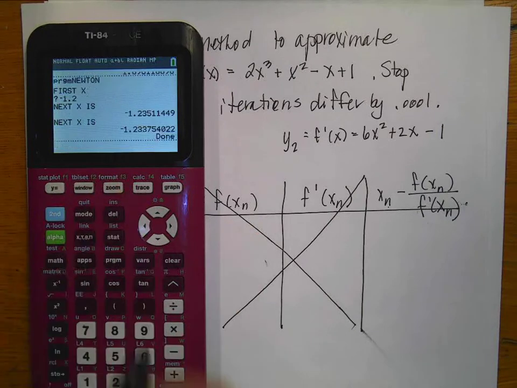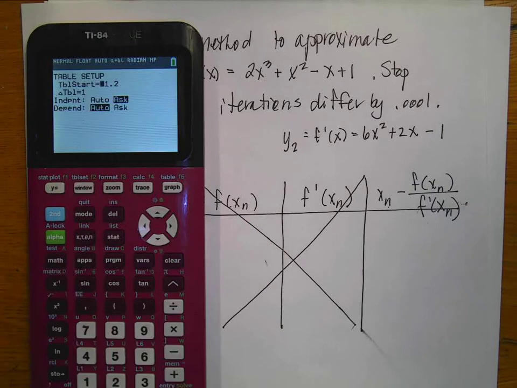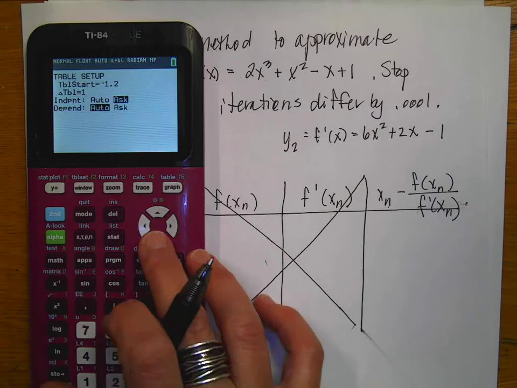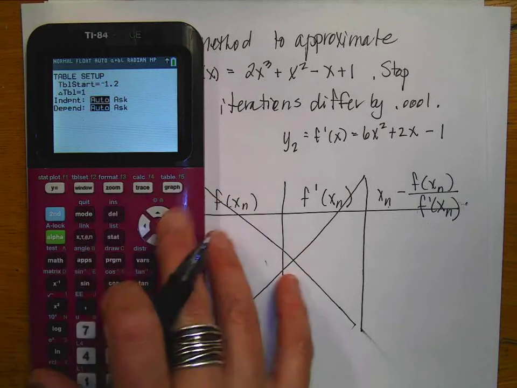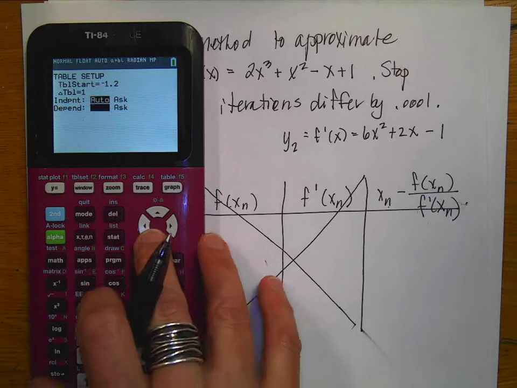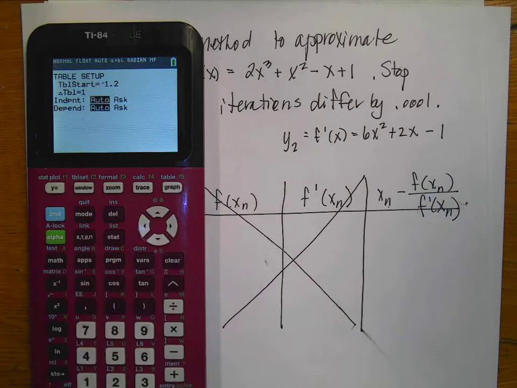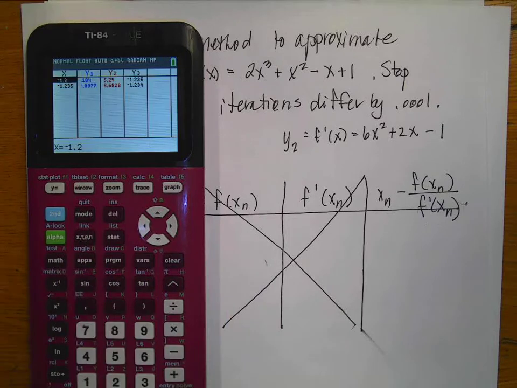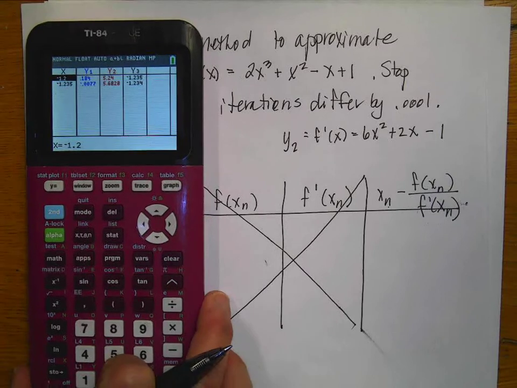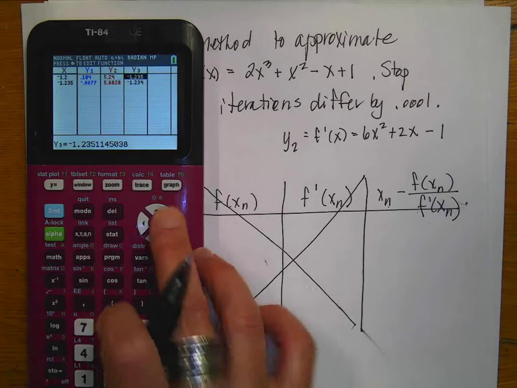Alrighty, and now I'm going to quit. I'm going to go to my table set, and change the table start to auto so that maybe it will do what I want it to do. I'm going to tell my table to start at negative 1.2, okay? I'm going to put an ask on my independent variable, and then go to my table. My negative 1.2 was already in because I was playing with my calculator before we chatted.